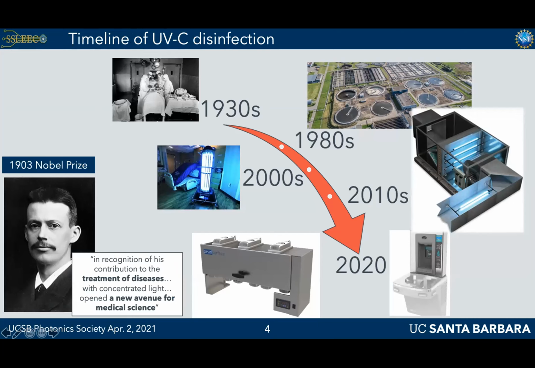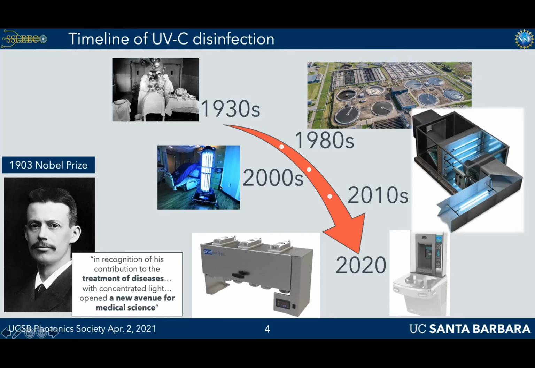Starting in the 1930s, when you started to have really efficient and mass-produced mercury vapor lamps, it became popular in hospitals for air disinfection. Starting around the 80s, you started to see a lot of it in water disinfection, so municipal water, both for wastewater treatment, but also for drinking water.